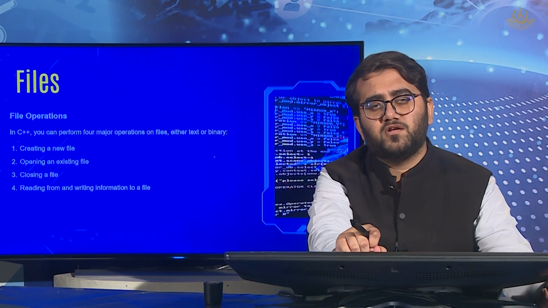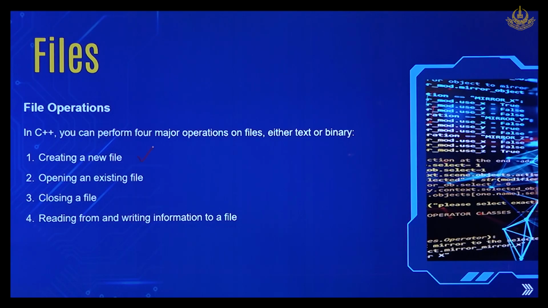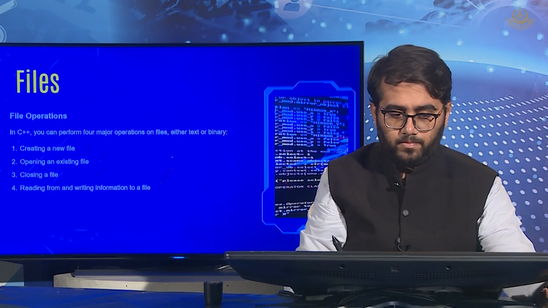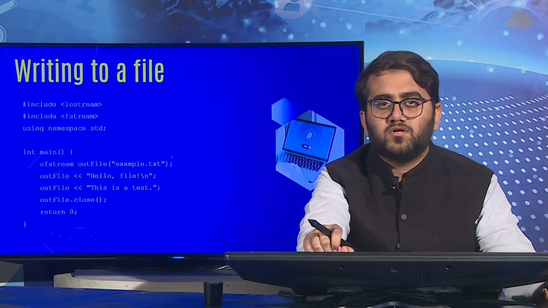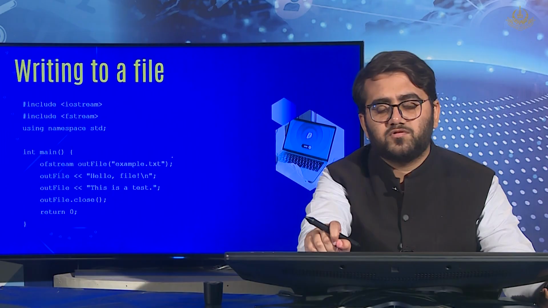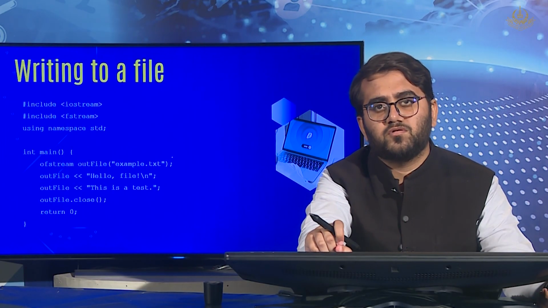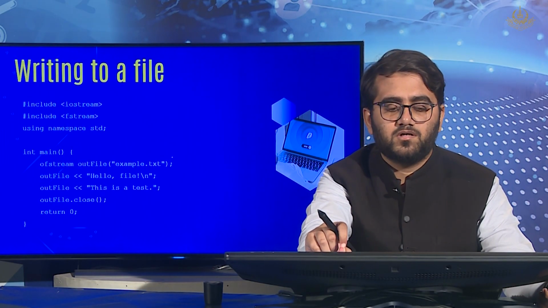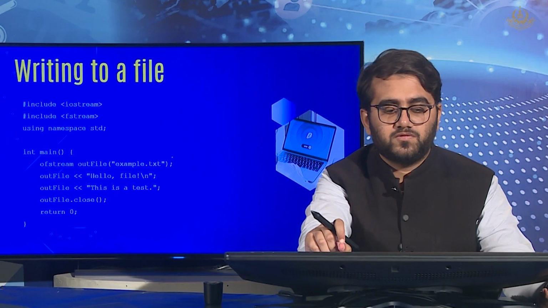So, file operations. What are some of the common file operations which can be used on files? The first one is creating a new file. The second one is opening an existing file and editing it. The third one is closing a file, and the fourth one is reading and writing information to a file. So we will go over writing to a file. When we write a file, we also go over opening and creating the file, so both of those other operations will be included in this.